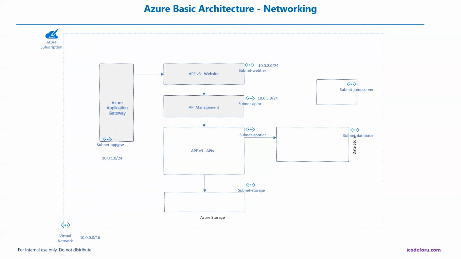So let's take a look at this diagram. This is something we already discussed when we were talking about the high-level network architecture. This is what I'm going to use in the basic Azure architecture. I will have the virtual network protecting my resources. I will have subnets within the virtual network, one for the application gateway, one for the app service environment, one for API management, and the app tier will have a separate subnet, and then the storage account will have a separate subnet, and same thing with the data store. And if you have any jump servers or bastion hosts, those will be in a separate subnet.